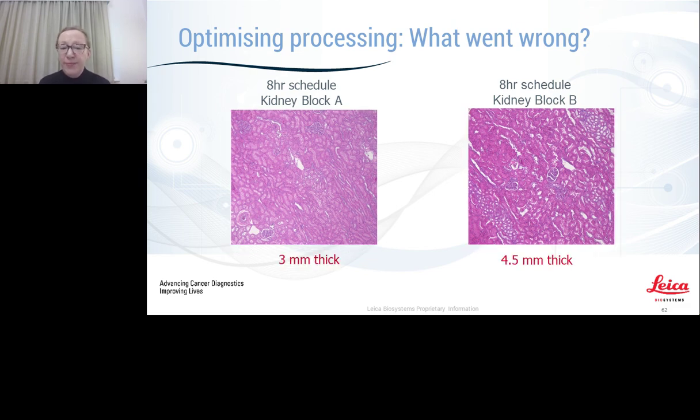The difference was the block on the left is 3 millimetres in thickness and the block on the right was 4.5 millimetres in thickness. This is enough to change the appearance of this tissue and to change the processing. So again, if everybody got that completely correct, then well done. But it is really worth thinking and challenging your suppositions of what may go wrong during processing.